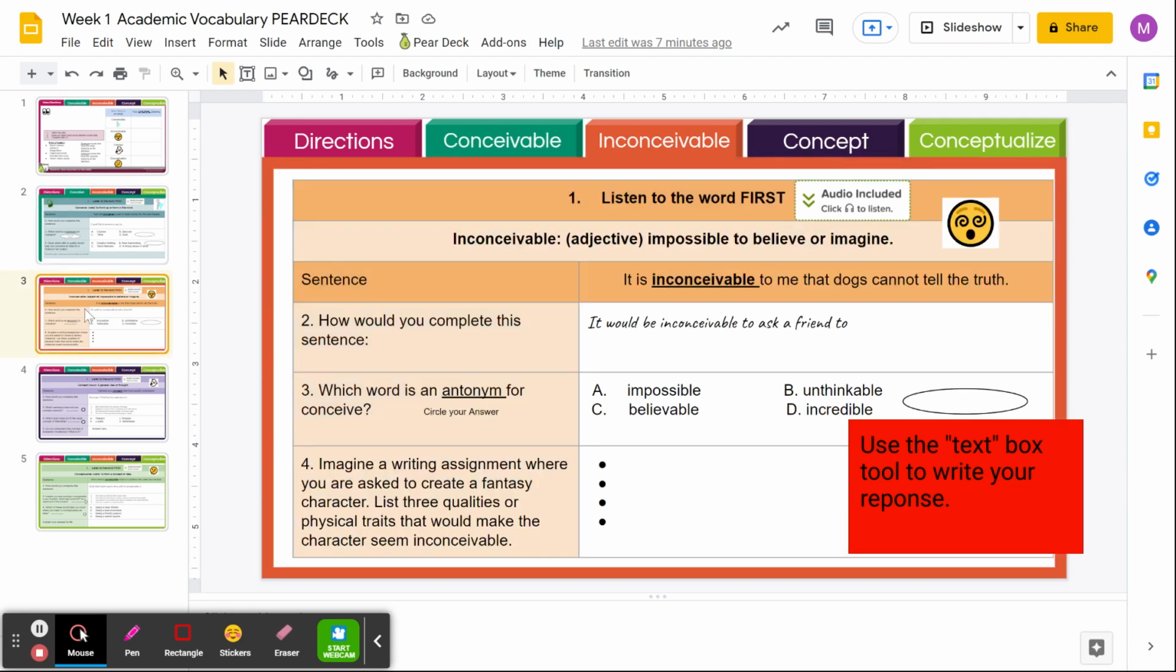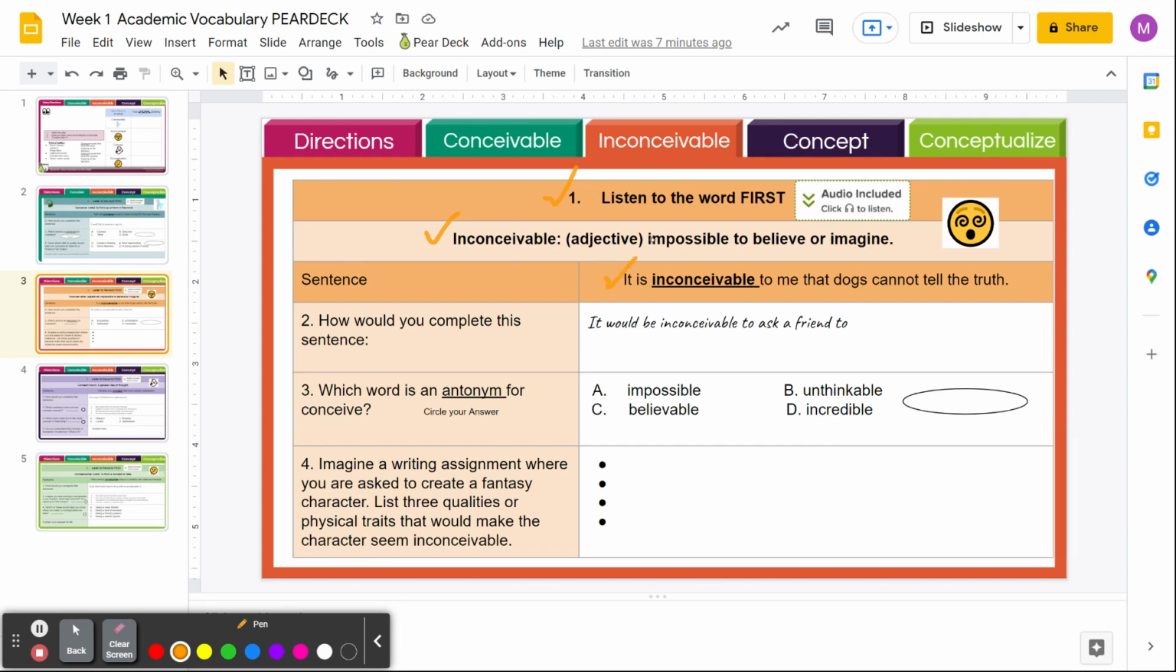Let's go into the next slide. Again, we follow the same process for this slide. Listen to the word first. You'll notice that there's a definition here as well and a sentence. Go ahead and read that sentence to yourself.